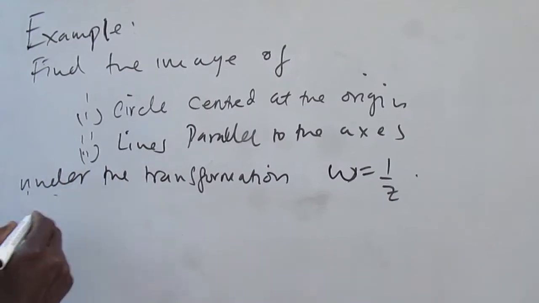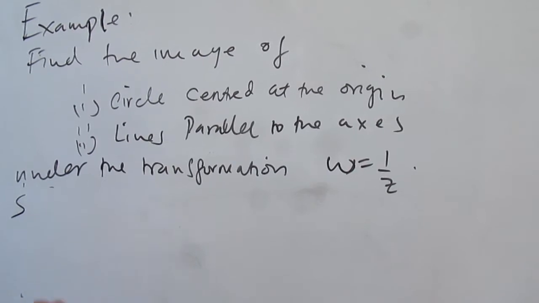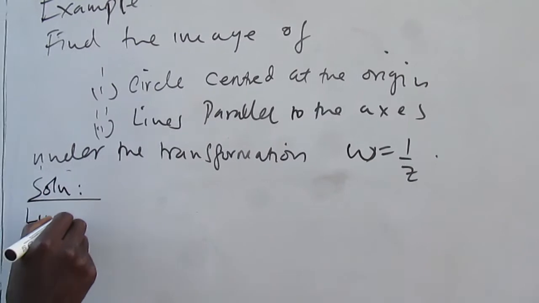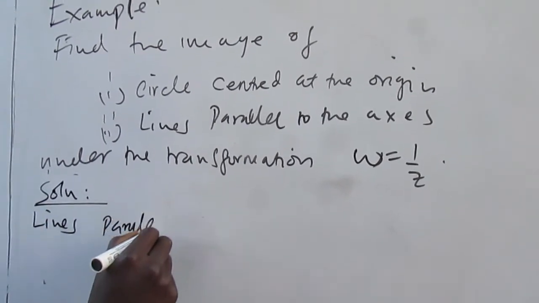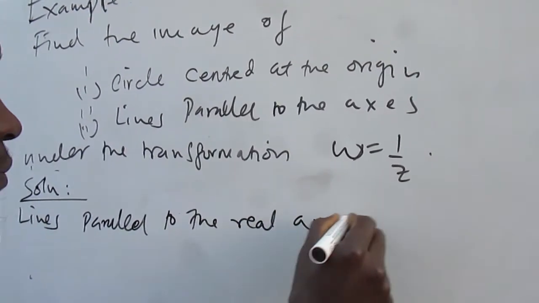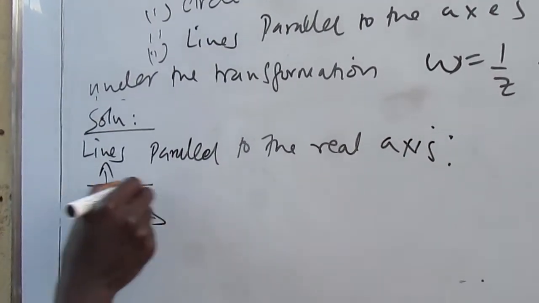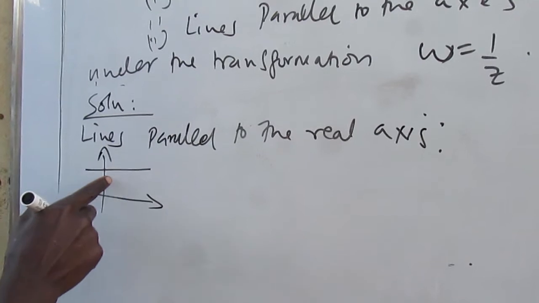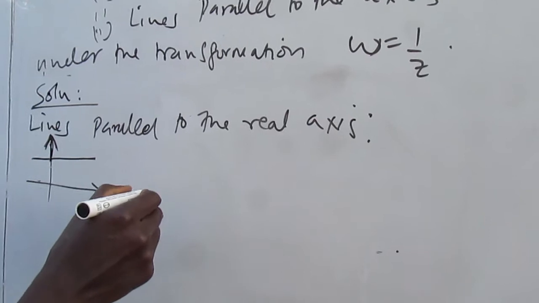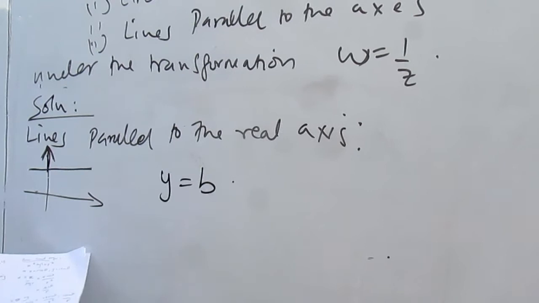And now for the lines that are parallel to the axis, we'll have two cases, but I'll look at the first case and you can figure out the second case. So let's look at lines parallel to the real axis. So this is the real axis, and lines parallel to the real axis look something like this. So in this case, we'll have lines of the form y is equal to b.